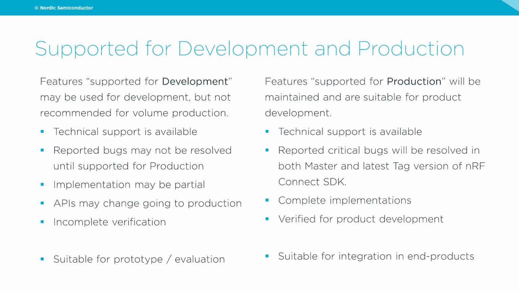So just a quick intro on what is supported for development and what is supported for production and what that means. Features that are supported for development can be used for development, but are not recommended for volume production. Tech support is available. Reported bugs may not be resolved until it is supported for production. Implementations could be partial, and APIs may change, also going to production, and verification is incomplete. So this is very good for prototyping and evaluation.